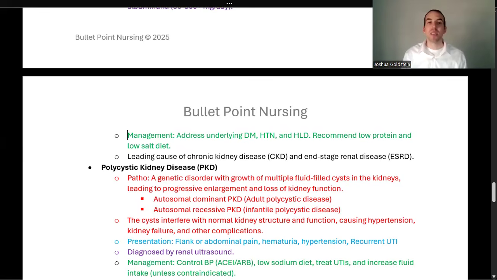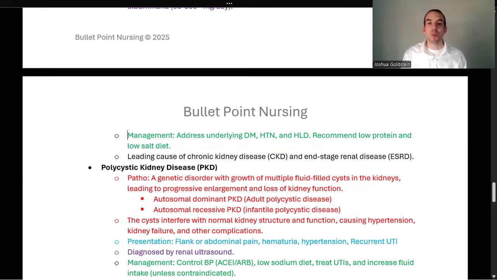Finally, we end up where the last thing we're talking about is polycystic kidney disease. The pathophysiology here is this is a genetic disorder. It may present in adulthood or childhood or when you're an infant. And this is a genetic disorder with growth of multiple fluid-filled cysts in the kidneys. These lead to progressive enlargement and loss of kidney function, enlargement of the cyst and loss of kidney function.